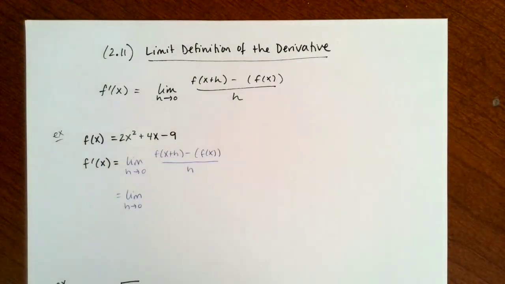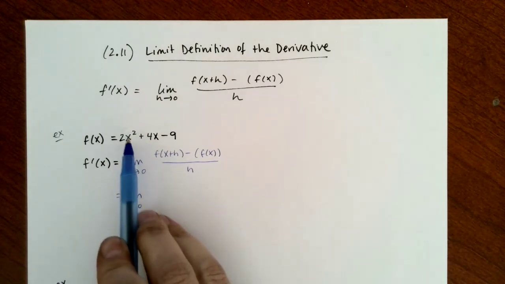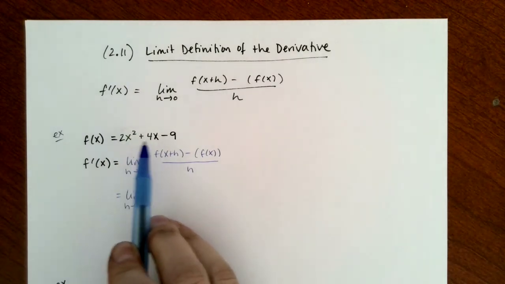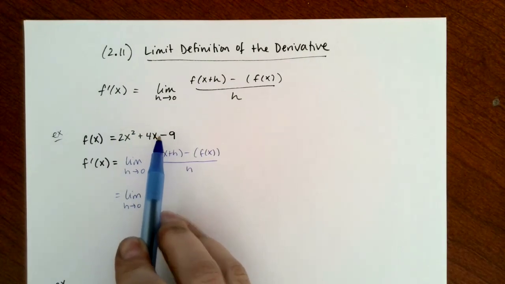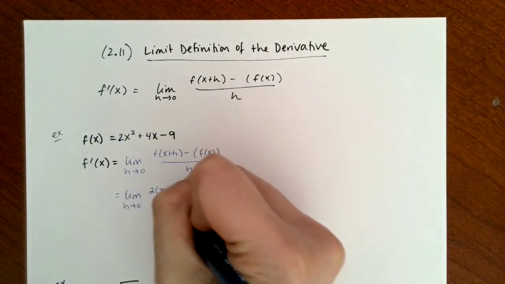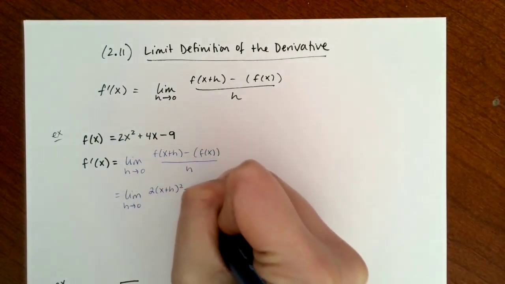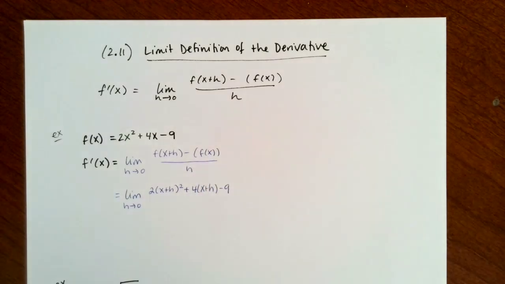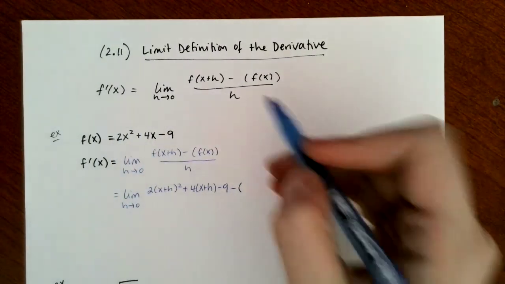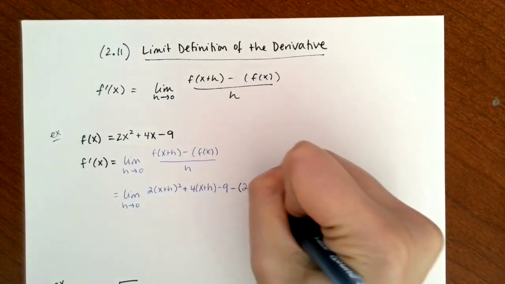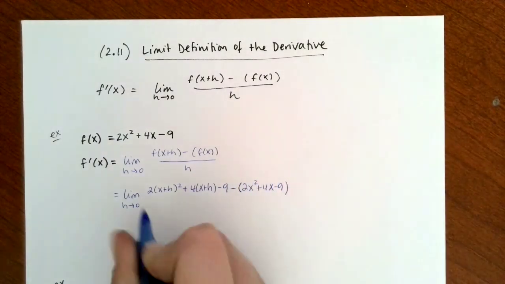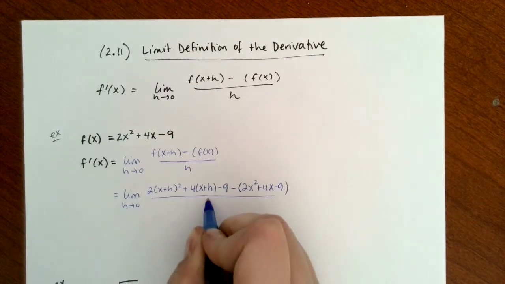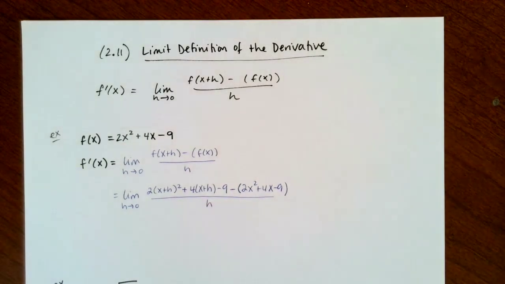All right, so for f of x plus h, I'm going to take this spot and put parentheses x plus h, and this spot parentheses x plus h. So I have 2 times (x plus h) squared plus 4 times (x plus h) minus 9. All of that is f of x plus h. And then I want to subtract in parentheses just the original f of x formula, 2x squared plus 4x minus 9. And all of this is balancing on top of just that one little h.